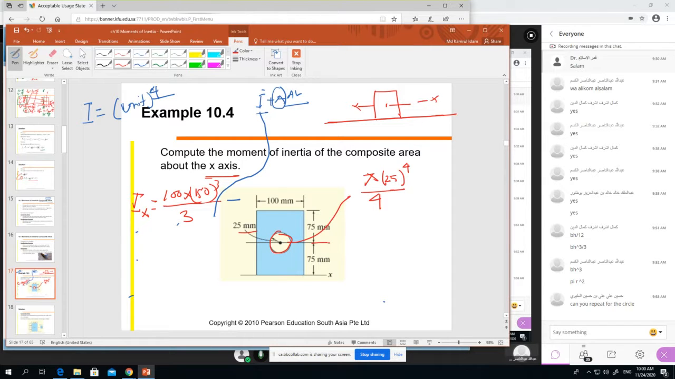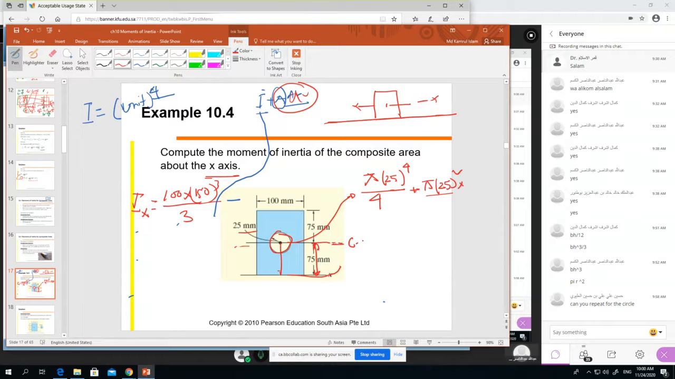But this is with respect to this axis, and we are calculating for this axis. For this axis, we have to add A d square. So A equals pi r square, where r is 25, the area, into d square. So d is how much? D is the distance.